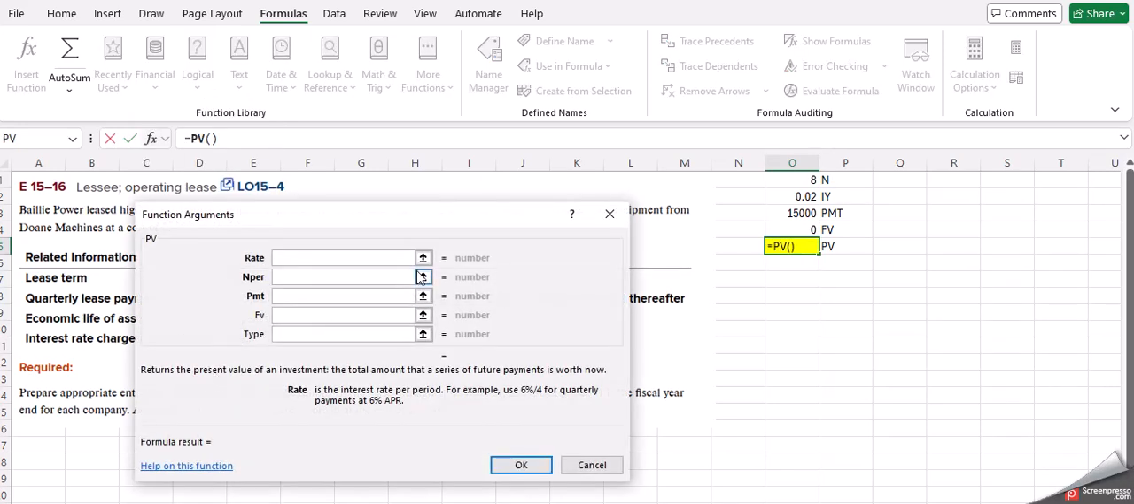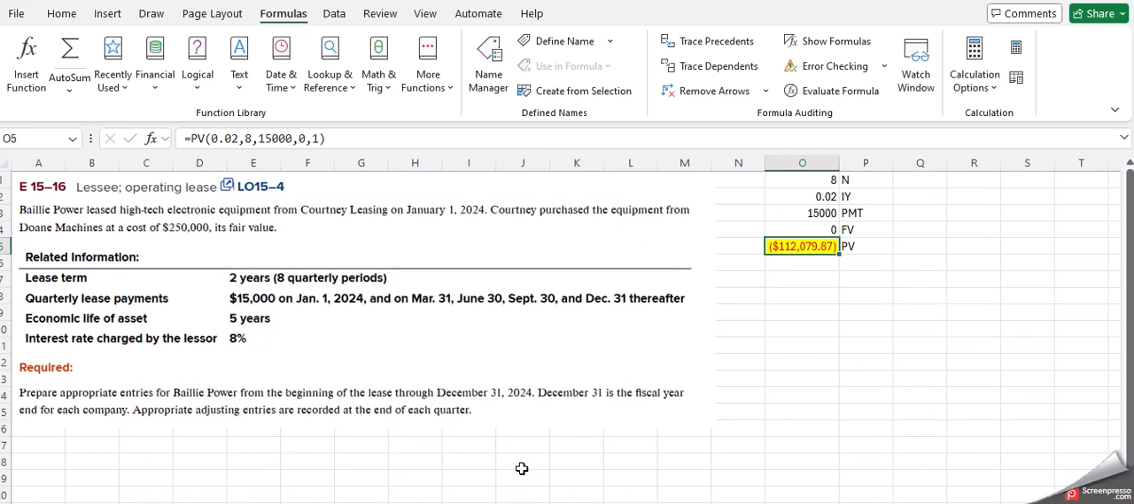Okay, so our present value, again, the rate is the 0.02. The N is 8. The payment is $15,000. No future value. And then our type, again, because it starts with a 1, it starts at January 1st. They make a payment initially. That is going to be our present value. So then that's what they're going to record.